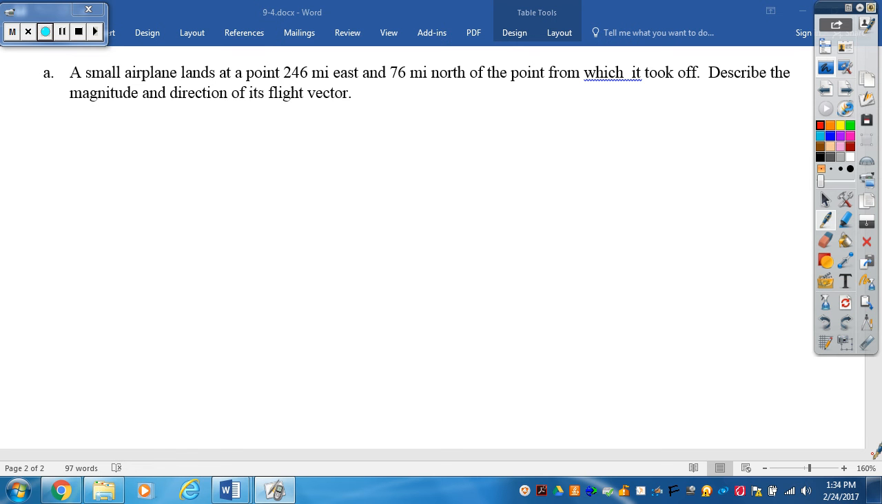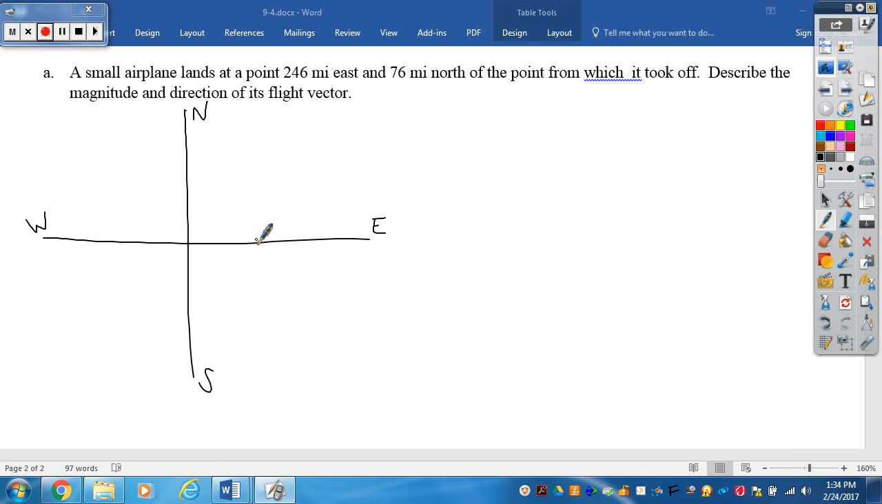So a small airplane lands at a point 246 miles east and 76 miles north of the point from which it took off. Describe the magnitude and direction of its flight vector. So the first thing I'm going to do in this problem is go ahead and draw some compass directions: north, south, east, and west. Okay? I've told you this before, I think it's beneficial to make sure that you go ahead and draw these somewhat accurately.